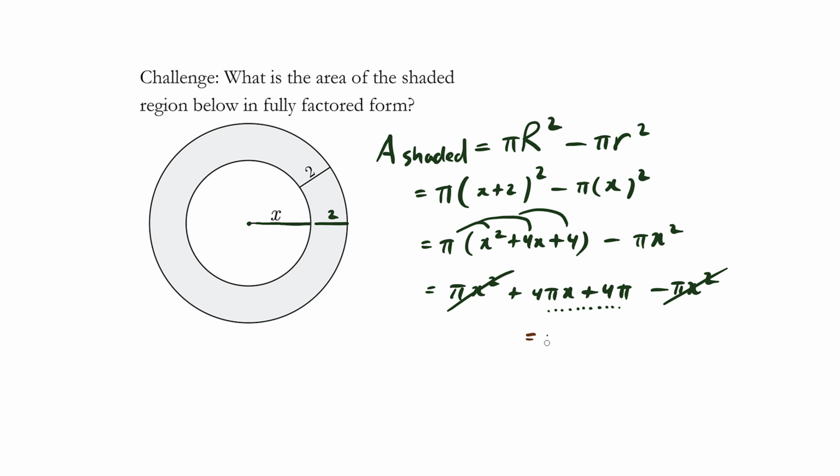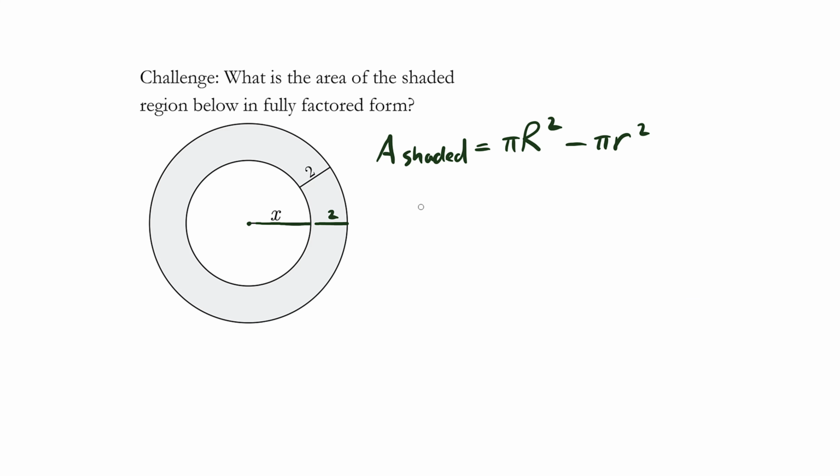What's the common factor for this? We can pull out a 4 pi, and we have x plus 1, because 4 pi times x is 4 pi x, and 4 pi times 1 is 4 pi. So this here is our fully factored and simplified answer. Now let's try it another way that's good for brain training.